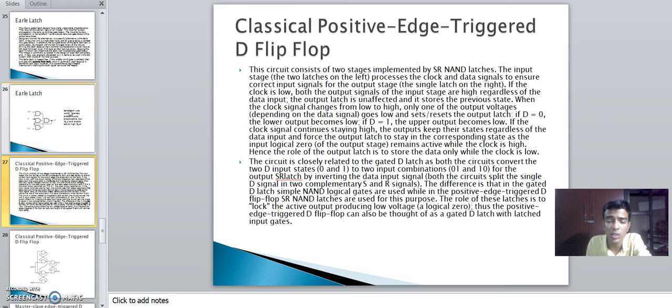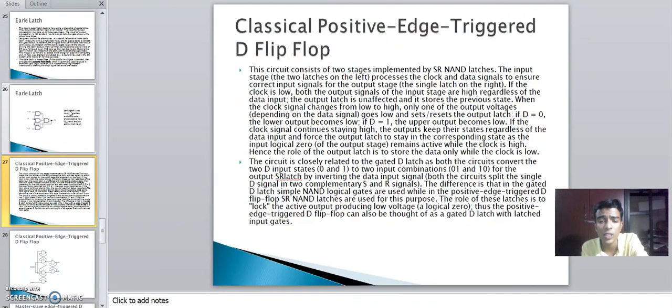Classical positive edge triggered D flip-flop. This circuit consists of 2 stages implemented by SR NAND latches. The input stage, the 2 latches on the left, processes the clock and data signals to ensure correct input signals for the output stage, the single latch on the right. If the clock is low, both the output signals of the input stage are high, regardless of the data input. The output latch is unaffected and it stores the previous state.